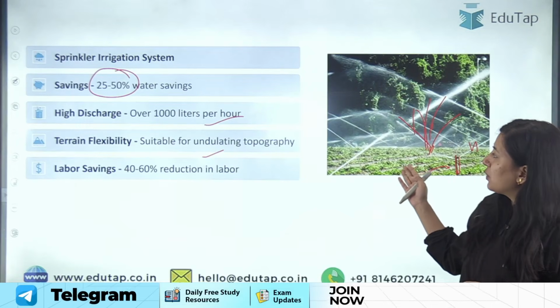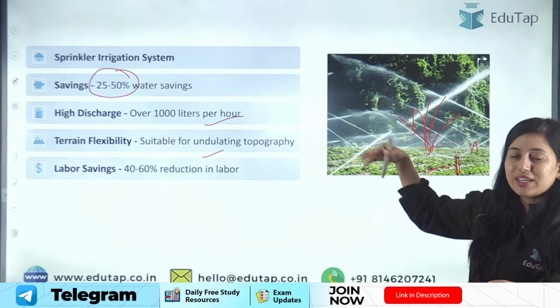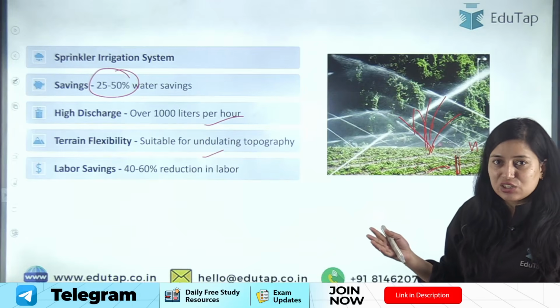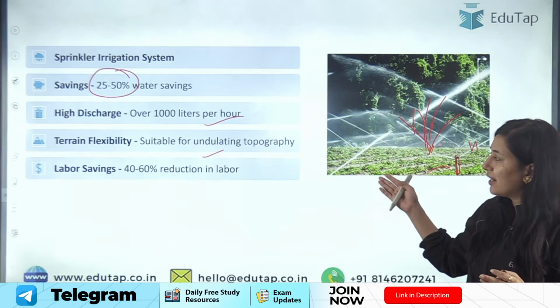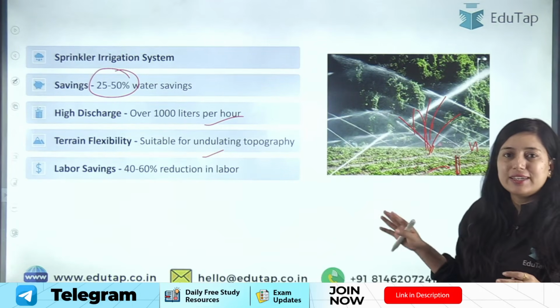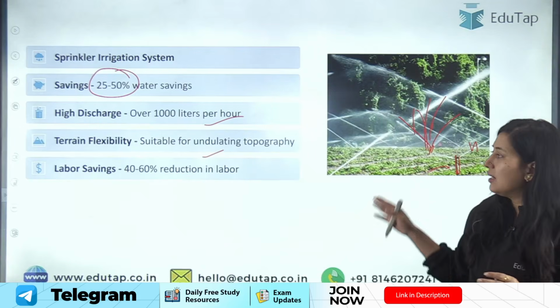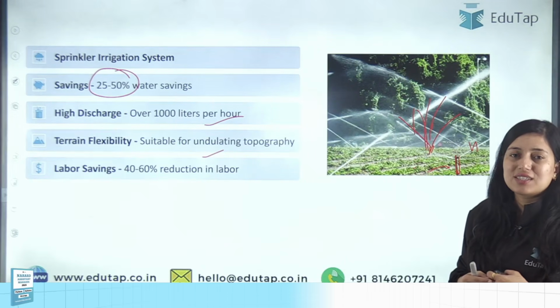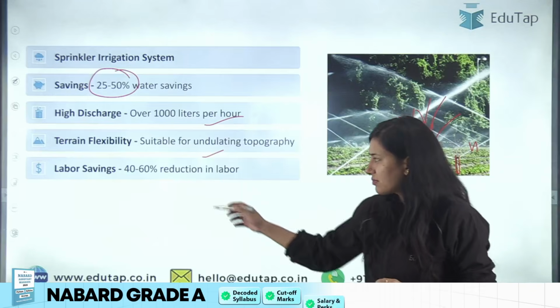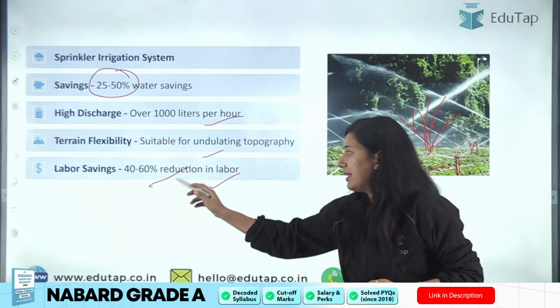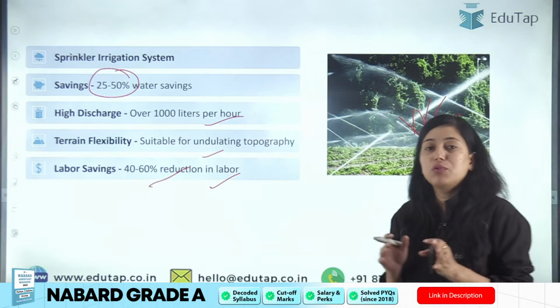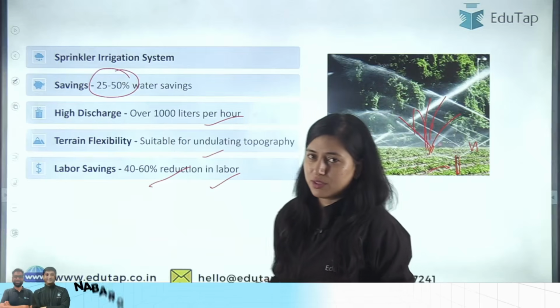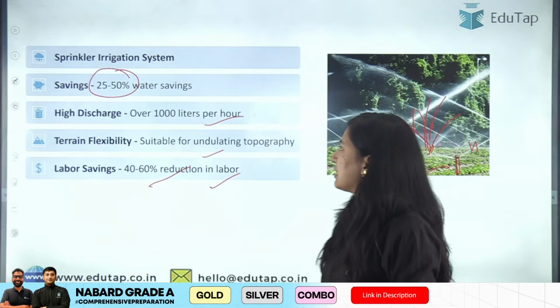Here what we are doing is creating an artificial rain-like condition. Okay, we are not irrigating soil. So in undulating topography, in unleveled land, this type of irrigation system can be adopted very well, right? And there is also labor saving of around 40 to 60% in this type of system. Clear? So I hope now this is clear to you.